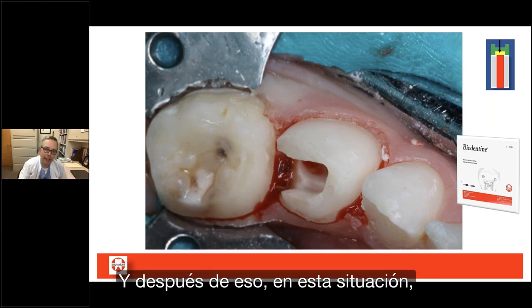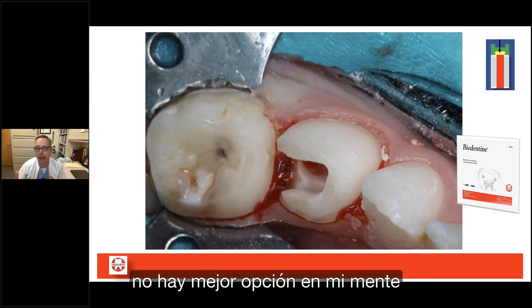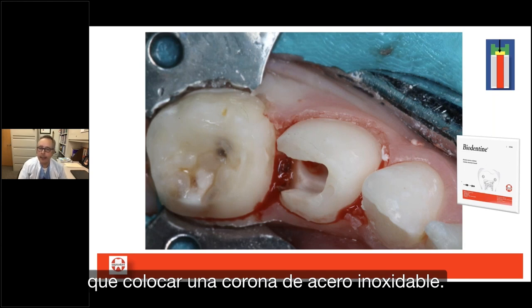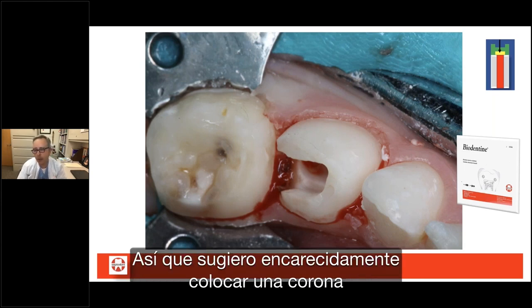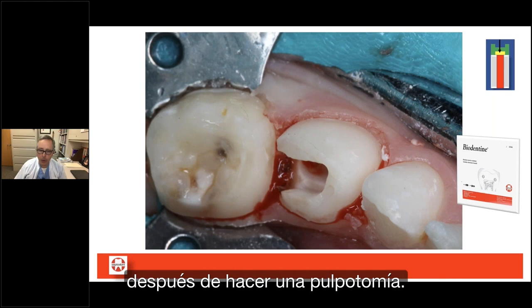And then after that, in this situation, there is no option in my mind other than placing a stainless steel crown. So I highly suggest placing a crown after you do a pulpotomy.